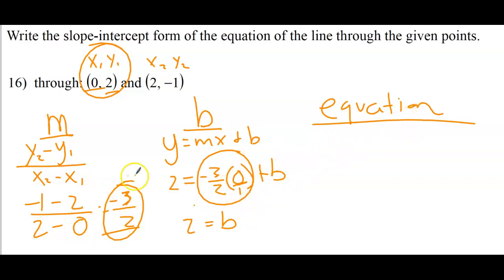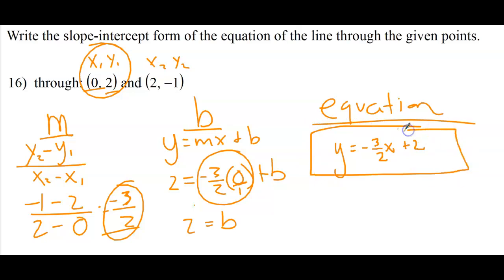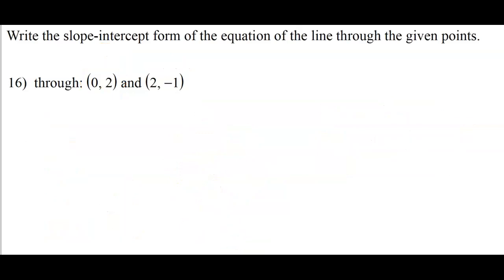Anyway, once you have your slope and once you have your b value, then you are ready to go ahead and write your equation where you plug in your slope that you got from part 1, and then you plug in your y-intercept that you got from part 2 there, and that's the equation of the line that will go through those 2 points.